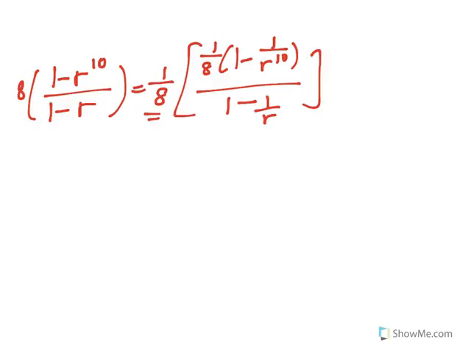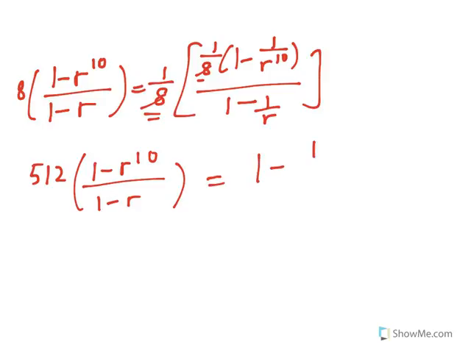So what we can do is we can see 1 over a1 here. We can multiply both sides by 64. We can get 512 on one side, this is 1 minus R to the power of 10 over 1 minus R. On the right hand side, this 8 and this 8 will disappear. This gives us 1 minus 1 over R to the power of 10 over 1 minus 1 over R.